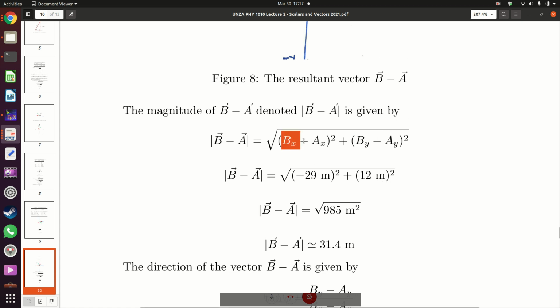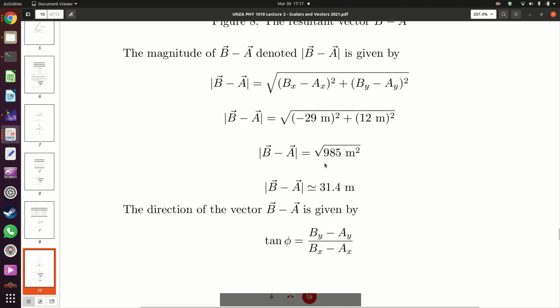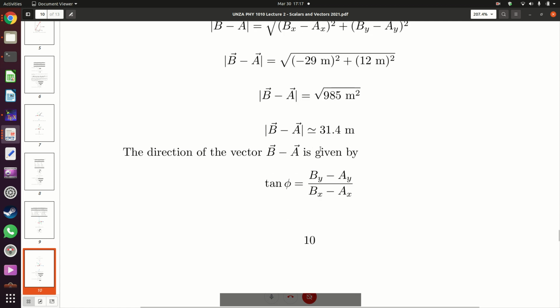So bx minus ax is minus 29 meters, and by minus ay is 12 meters. So we square that, we end up with 985. Then the square root of this gives us 31.4 meters.